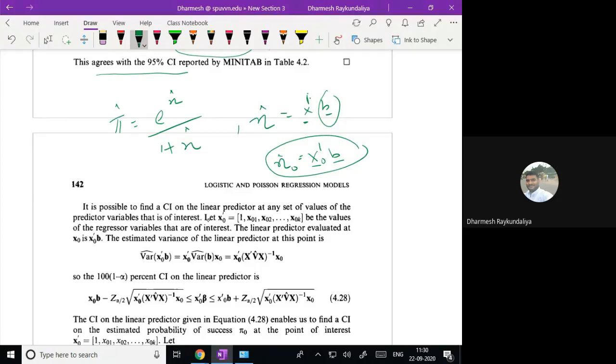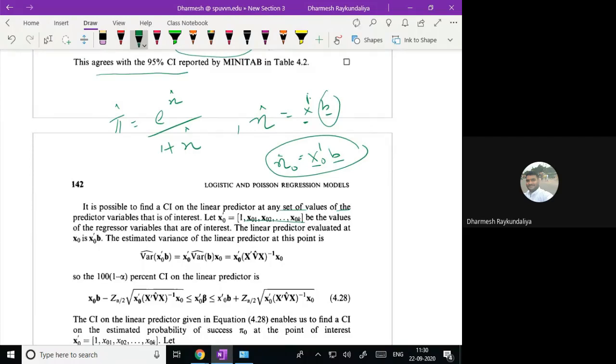So how to do that, and what should be the confidence interval? It is possible to find the confidence interval on the linear predictor at any set of values of the predictor variables that is of interest. Suppose my point of interest is x0 dash. We take this value as 1, x01, up to x0k. x01 means some value for regressor 1, x02 means some value for regressor 2.